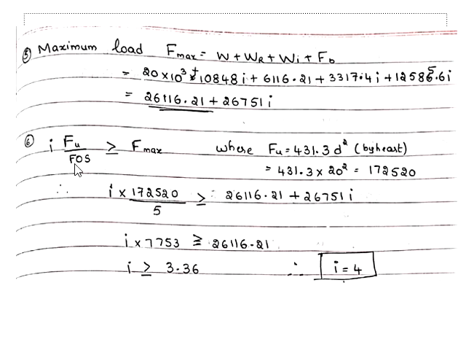So final step, Fu by Fs should be greater than Fmax, but since we are using more than one single rope, you have to consider I also. Fu value you have to remember, it is 431.3 d square. Substitute these values, you will get I value as 4.